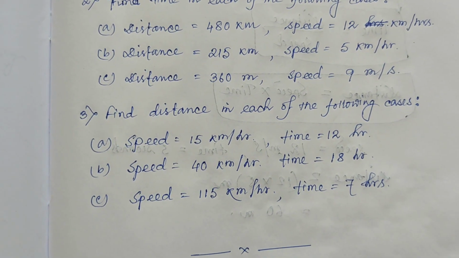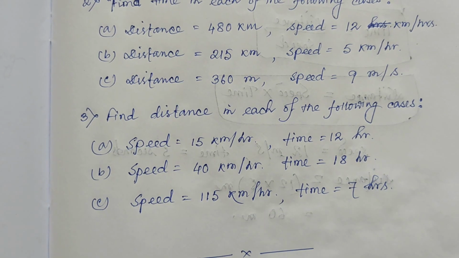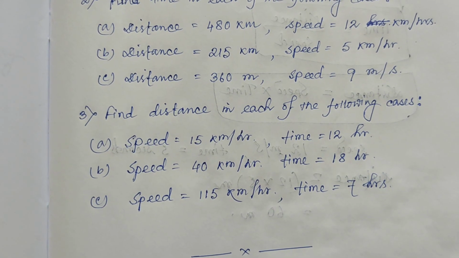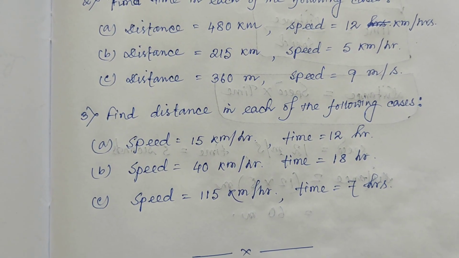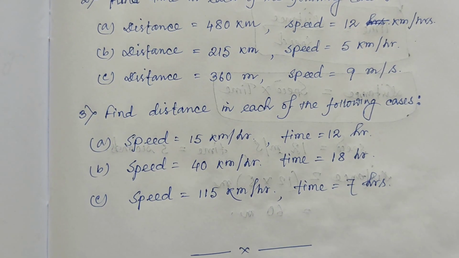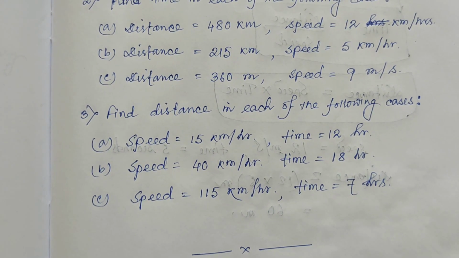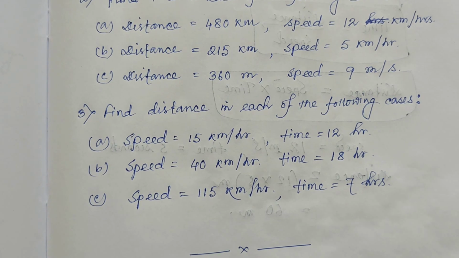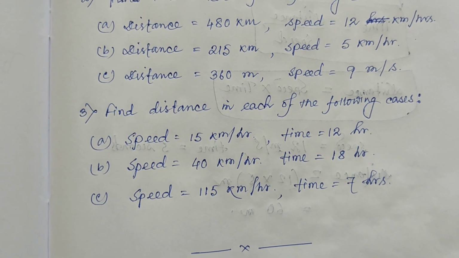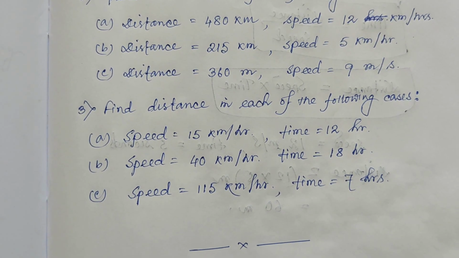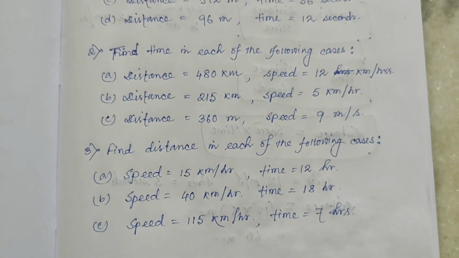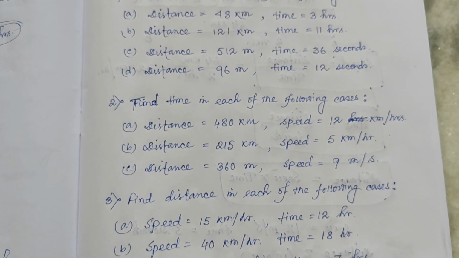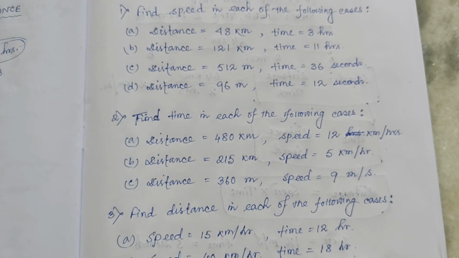And number 3, find distance in each of the following cases. A, speed 15 km per hour, time 12 hours. B, speed 40 km per hour, time 18 hours. C, speed 115 km per hour, time 7 hours. So everyone must do this homework in your copy.